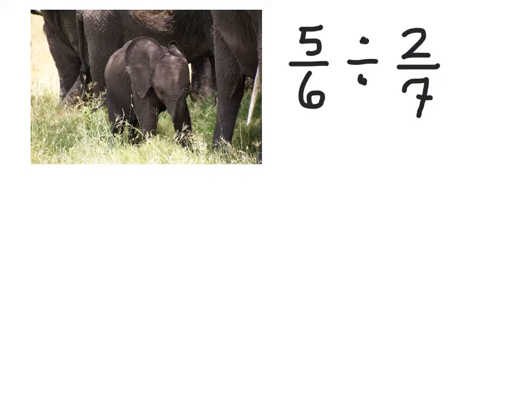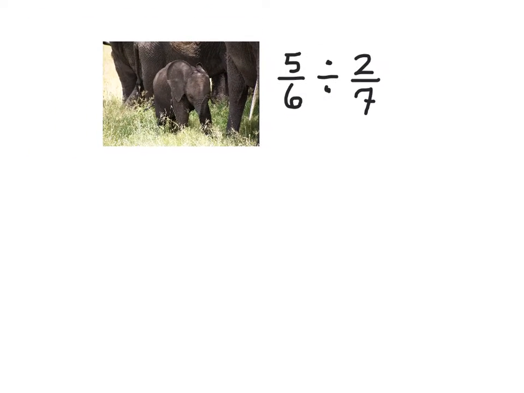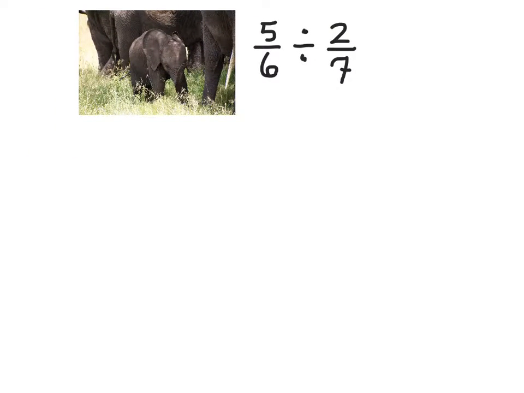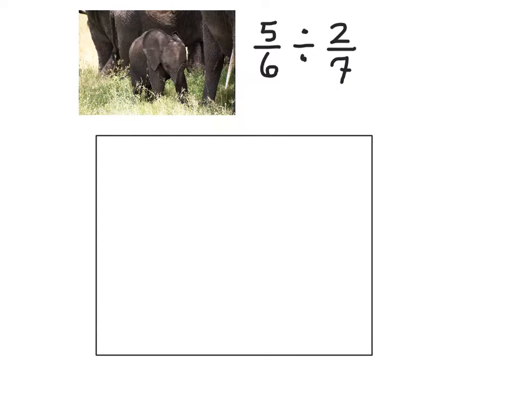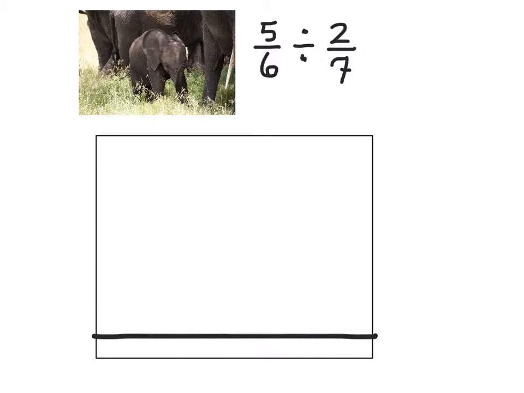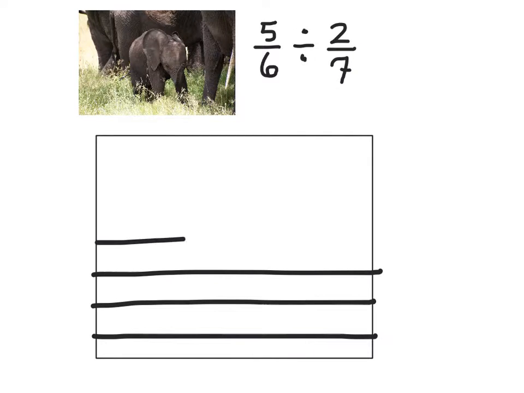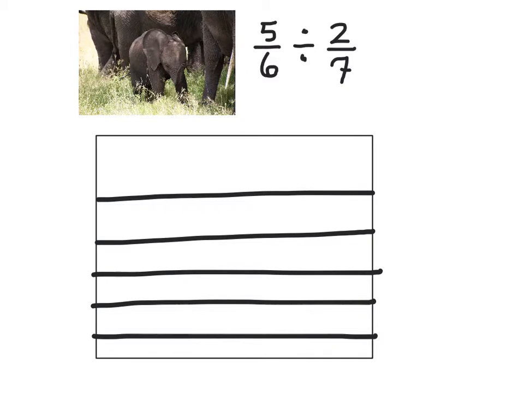Well, let's go ahead and make our mathematical model first. And I'm going to make a little bit more room. And let's go ahead and make our fraction box, make a big old fraction box, right? And the first thing I want to do is cut it into 6 parts, right? 6 parts means 5 lines. So here we go. I've got 1, 2, 3, 4, and 5 lines, right? That gives me 6 parts.